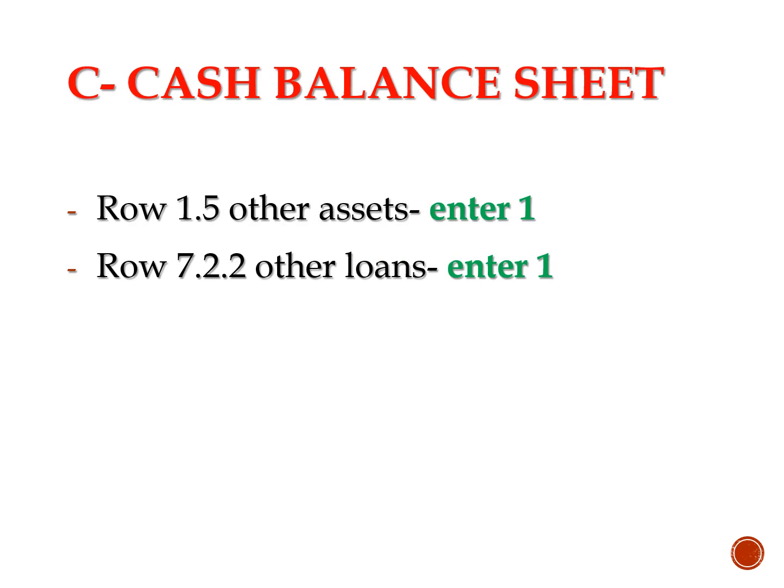Then you proceed to C. Under C, that is the cash balance sheet, you will move to row 1.5, other assets. There you will enter number 1, and that's all. Then move to row 7.2.2, that is the other loans. Again there you enter number 1, and you are through with the cash balance sheet.